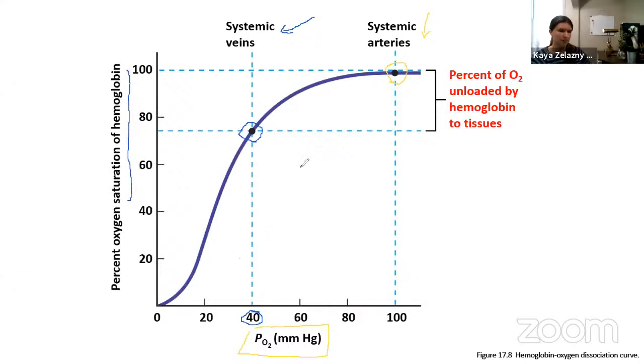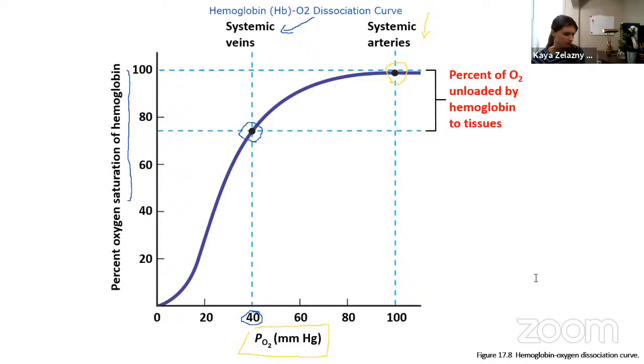But the shape of this curve is actually very characteristic. So this is called our hemoglobin oxygen dissociation curve. Okay. Title it up here. Hemoglobin oxygen dissociation curve. Okay, I'll try to get that nice on top.